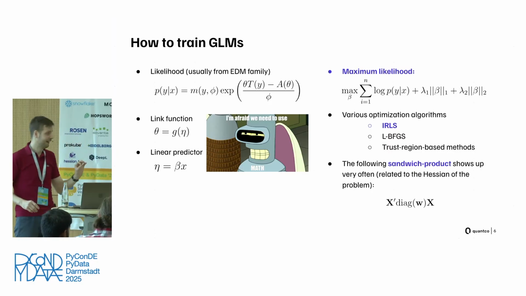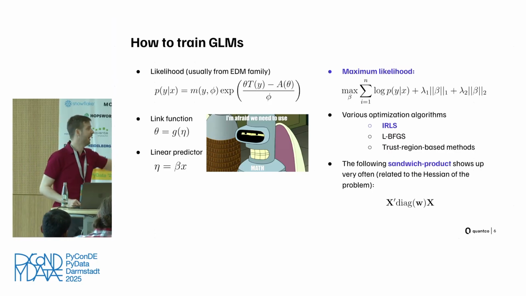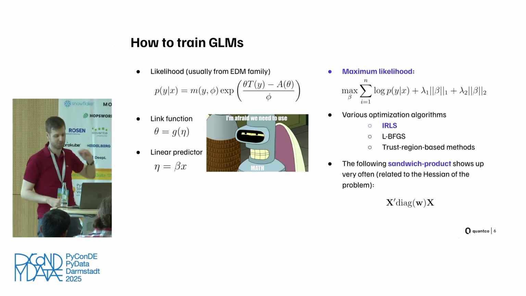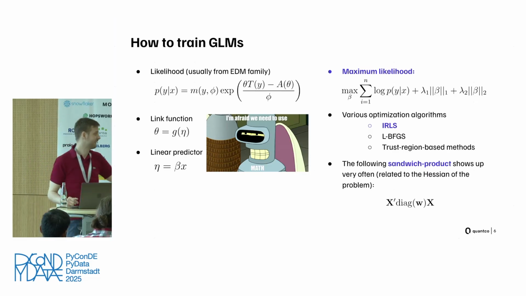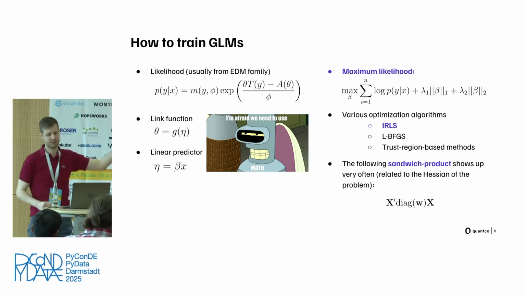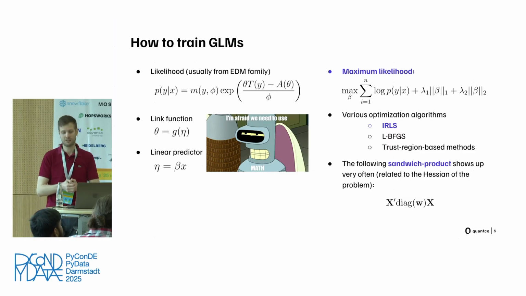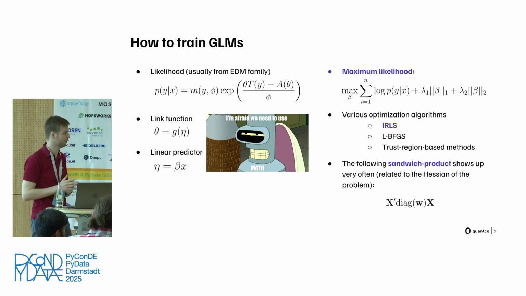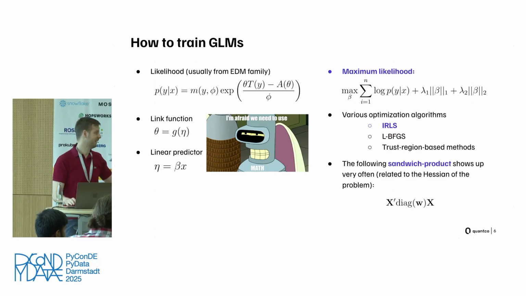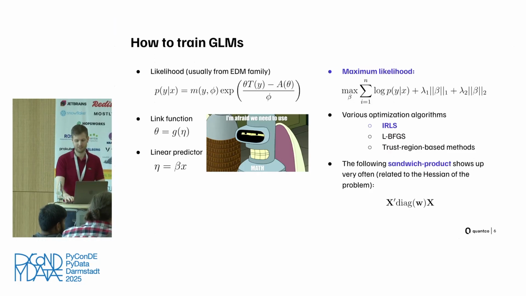And what happens if you use this algorithm and use this specific exponential dispersion family is that you will find that there's this specific product, which is called the sandwich product for quite obvious reasons. So this turns up quite often. And as it turns out, you have to evaluate it a lot in every step of the optimization process. So it's really worth it to make it efficient and fast.